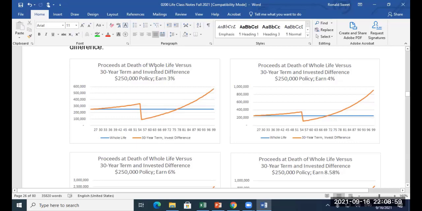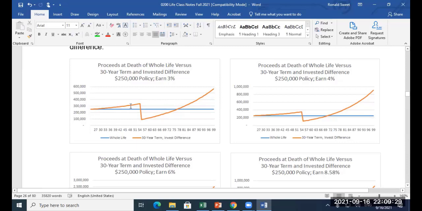Now, what does this orange line here represent? That's 100% what? How much life insurance is there? 0, right? No life insurance. That's entirely his investment. Now he's investing more money here. Why is he investing more money here? Yeah, he's investing the difference in the premium. So he's investing everything. So he's got more money to invest. All right.